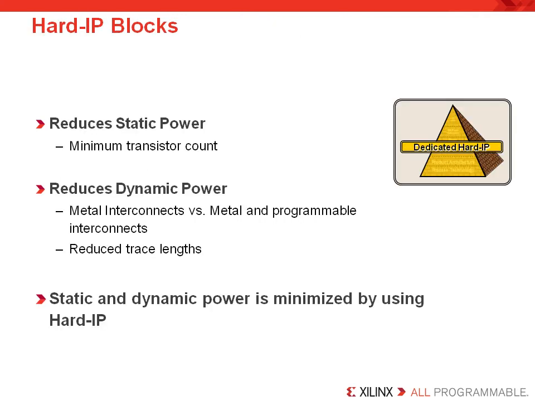You should remember that using the dedicated hard IP blocks is one of the most powerful ways to lower both your static and dynamic power consumption. They lower static power because total transistor count is lower in the dedicated hardware than it is when building an equivalent component using CLB logic.